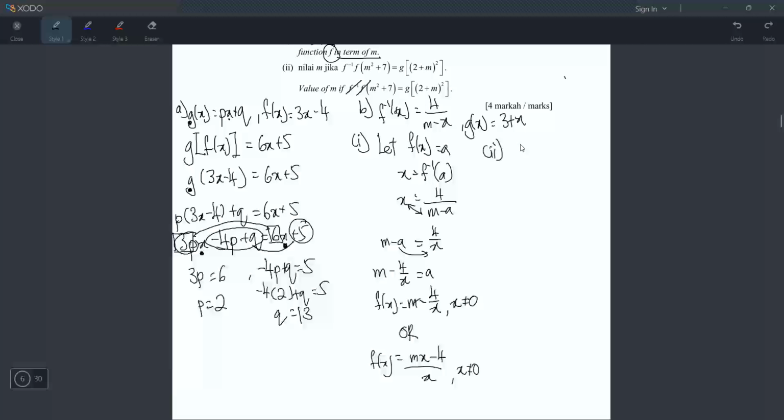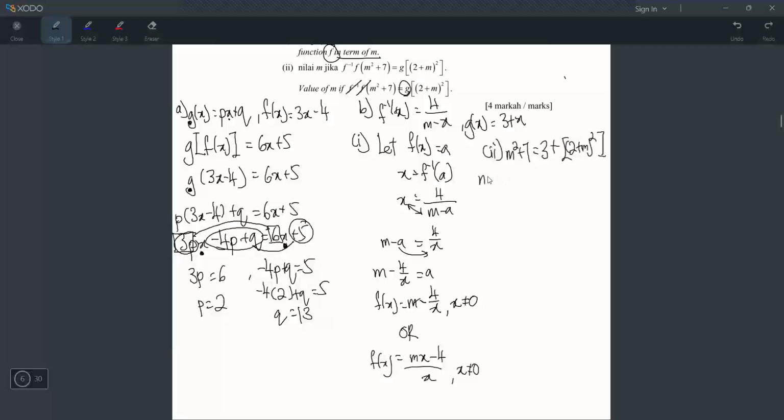So after you cut it, left with what? m squared plus 7. And then what about at the back? The back is g(2 plus m squared). Do I have function g? Yes, I have function g. g(x) is 3 plus x. So let's write it down. 3 plus x. But I cannot write x here. You know why? Because this is g(x). What I want now is g(2 plus m squared). So my x needs to change to 2 plus m squared. So definitely the x on the other side also has to change to 2 plus m squared.